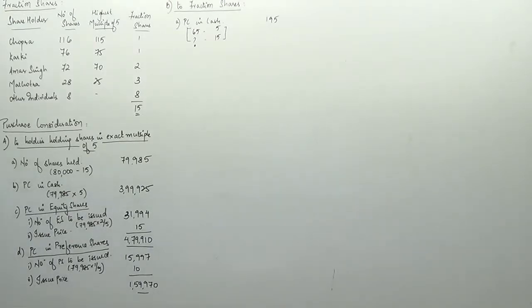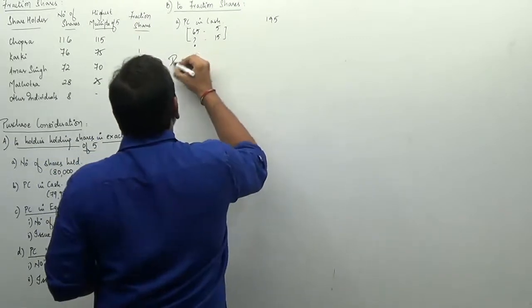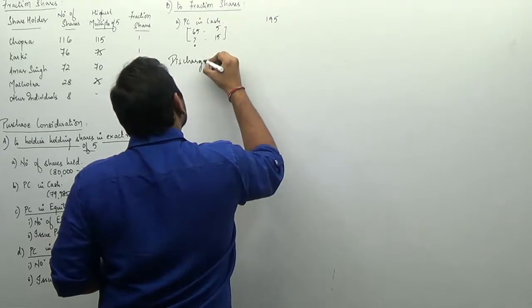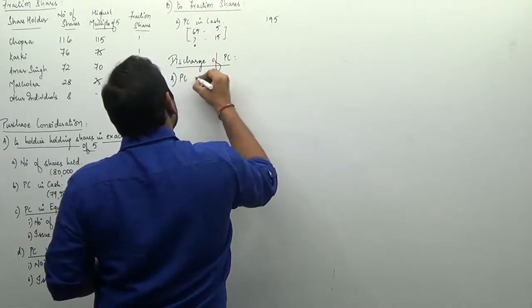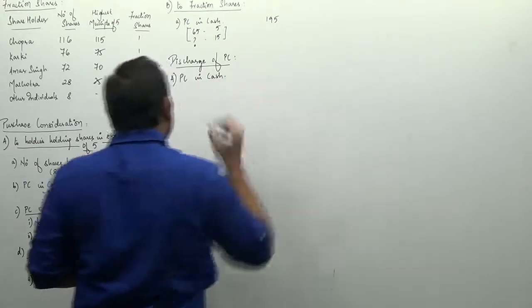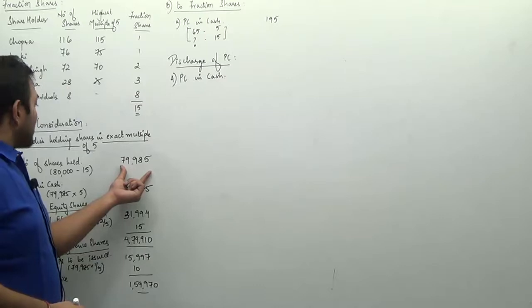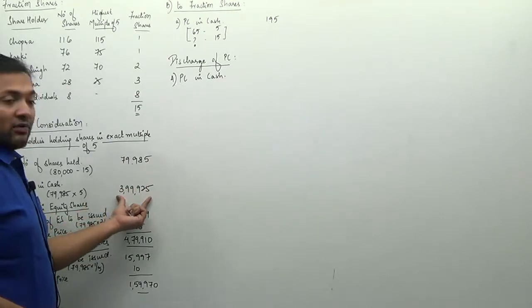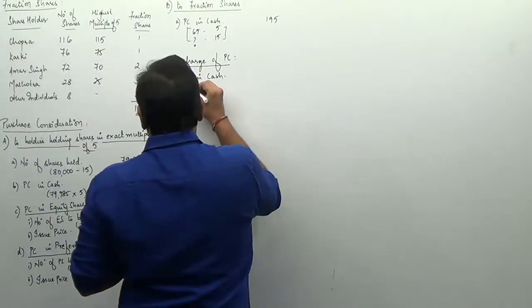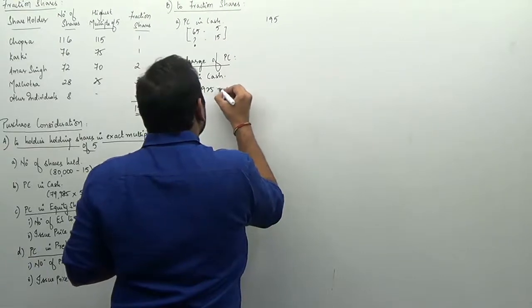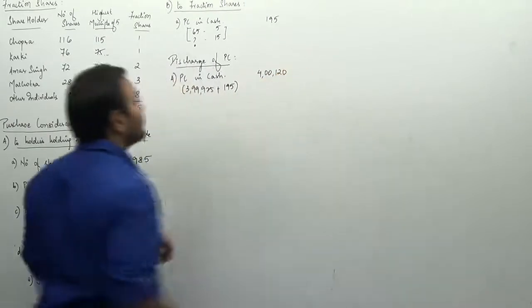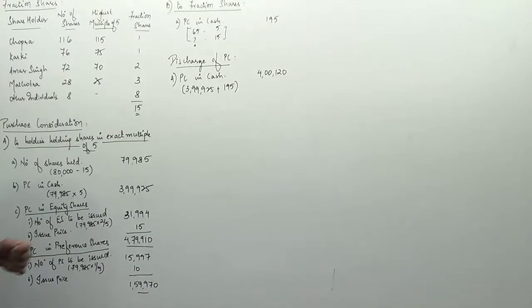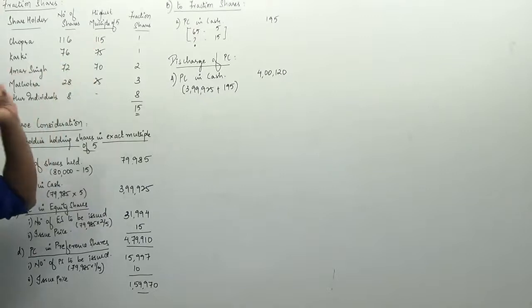It's asking you a detailed statement of PC, so we have to write down the discharge of PC. First one, PC in cash. Two parts are there in cash. To the 79,985 shares, I paid 3,99,925. Plus to the fraction shares, I paid 195. So 3,99,925 plus 195 is 4,120. PC in cash to shares in multiples of 5 plus PC in cash to fraction shares.